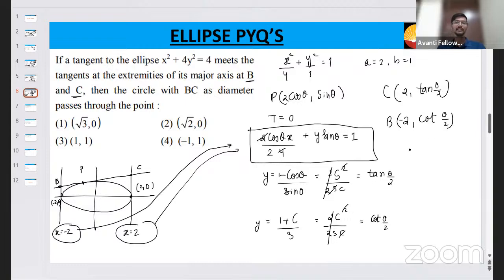Now let us write the equation of the circle in diameter form. What will it be? Equation of circle in diameter form. Just a second, guys. Again, we have to rub it out. Sorry.